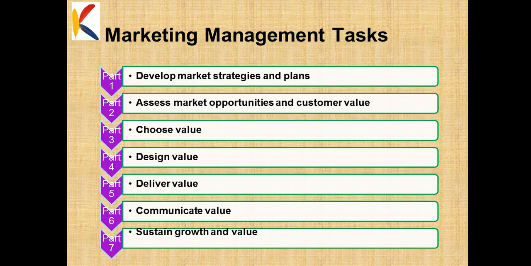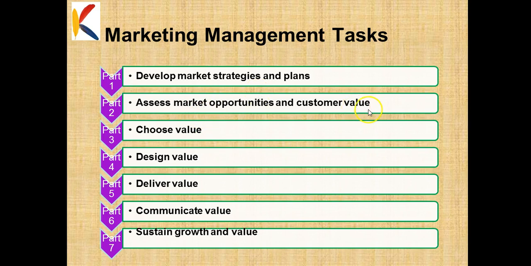Now I will show you how we can relate it to the parts of our book. In our book, chapters 1 and 2 cover the development of strategy and planning. How we develop a strategy and how we make a plan is what we try to understand and cover in part 1, with chapters 1 and 2. But in the next chapters, we cover the other requirements of good marketing management. First of all, how we assess the market opportunities and customer value.